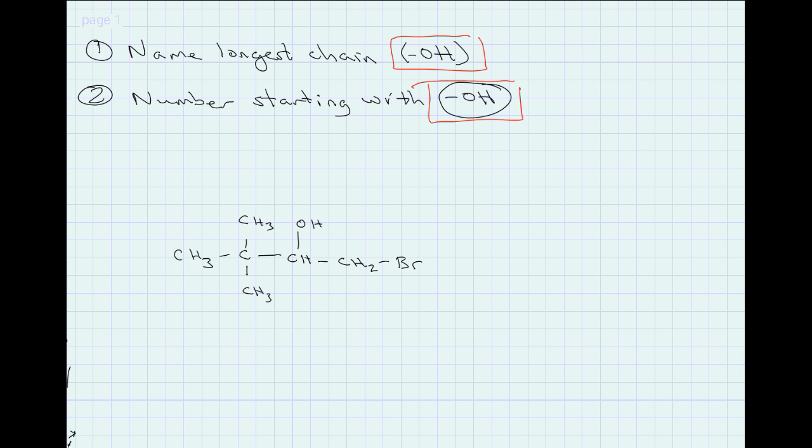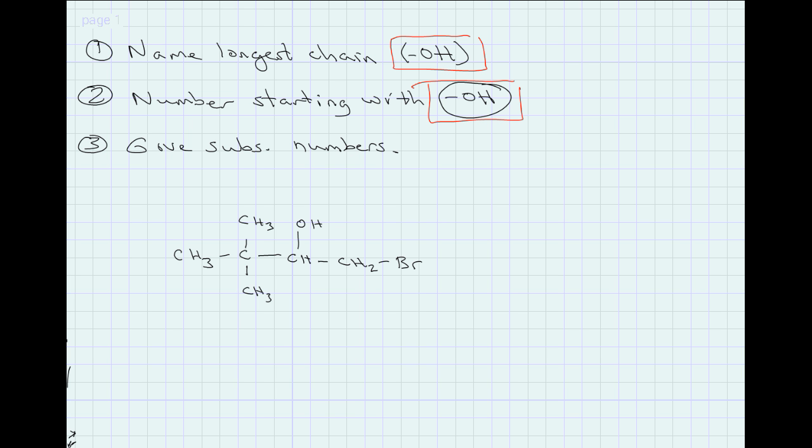And number 3, the third rule, is that we're going to name all the substituents and give their numbers as you would in any alkane or alkene. So we're going to give substituents numbers. Let's look at an example that I have started down here.